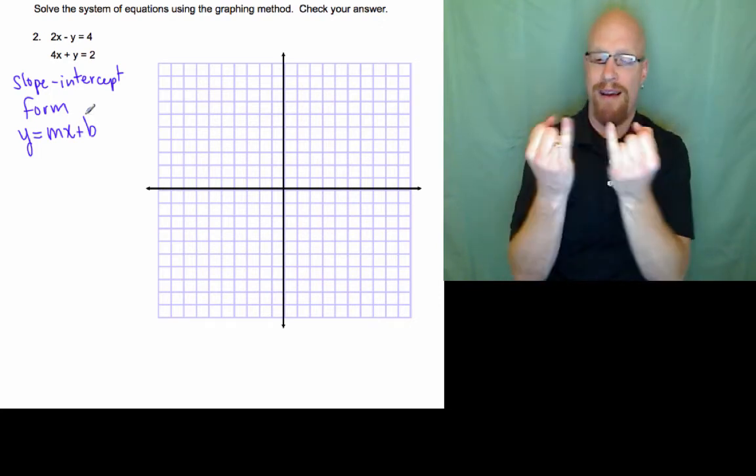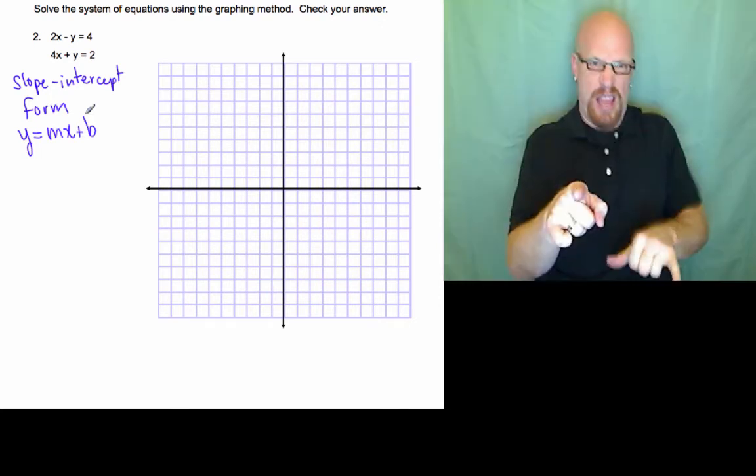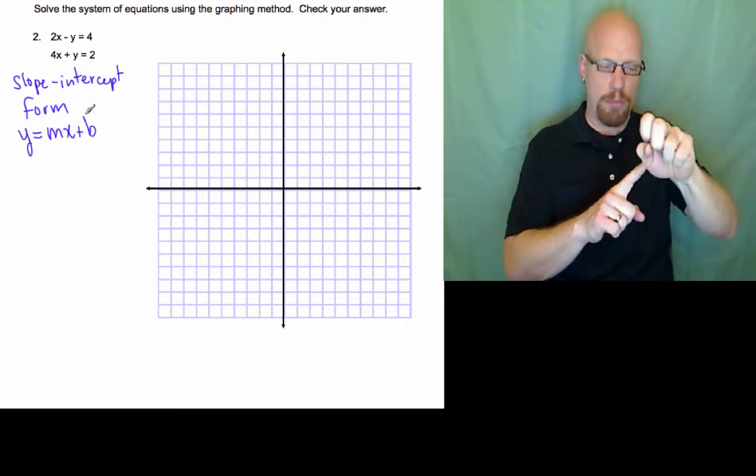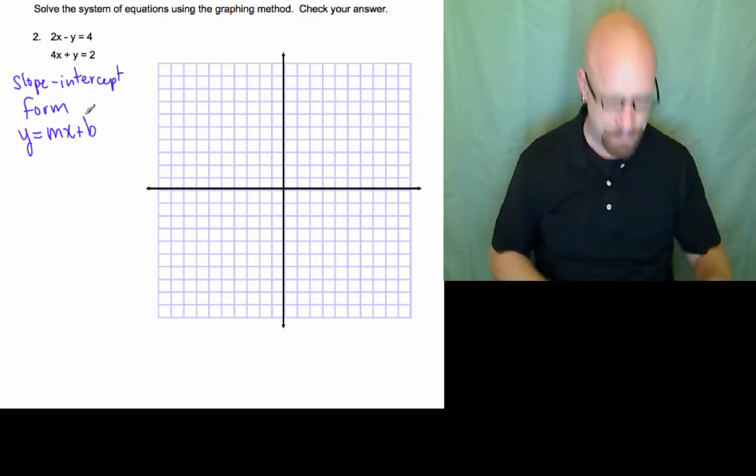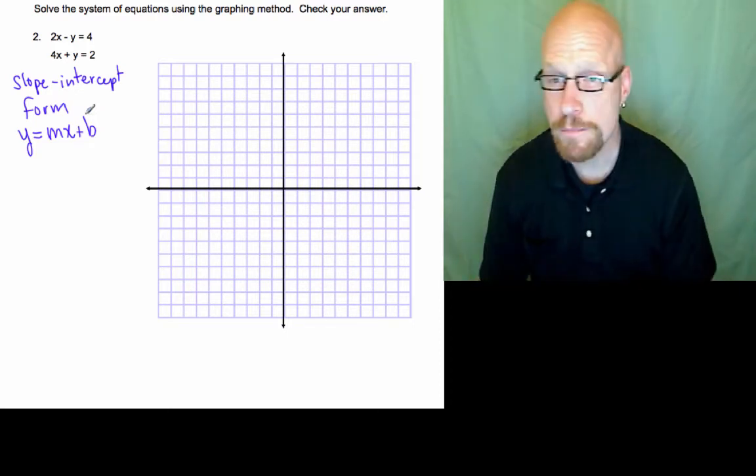Now, both of our equations, we need to adjust them, or change how they look, and put them into slope-intercept form so we can graph our lines. I'll do that now.